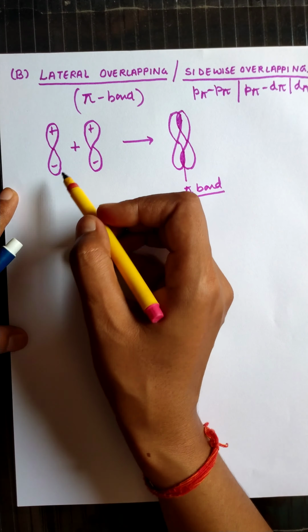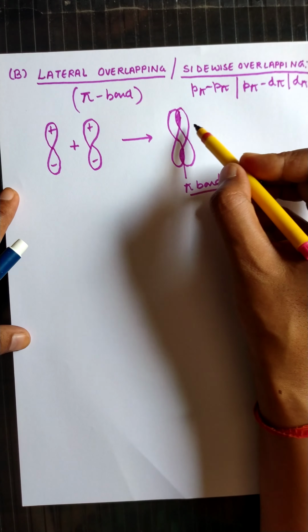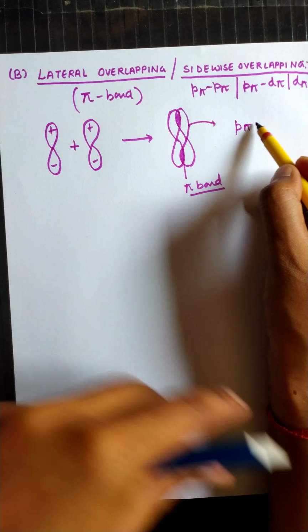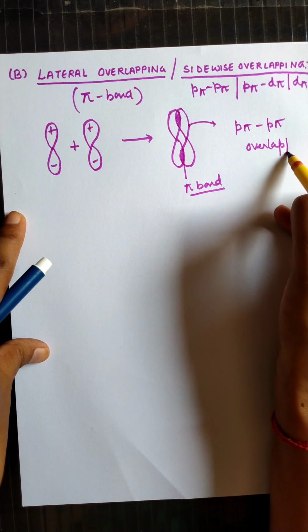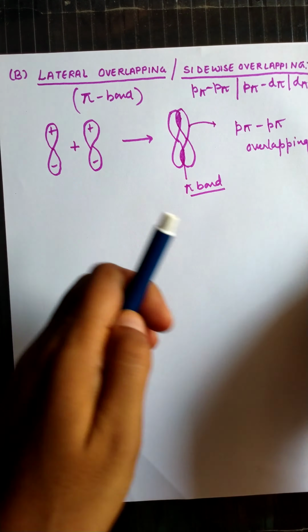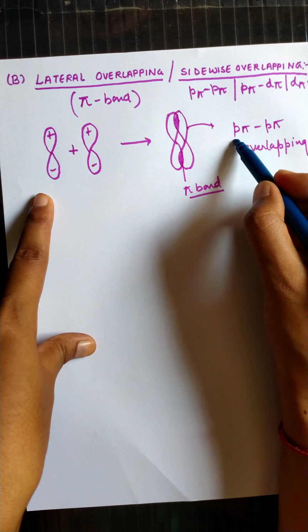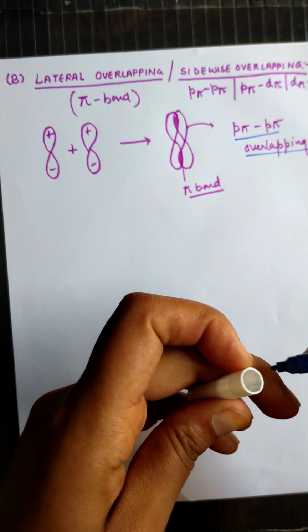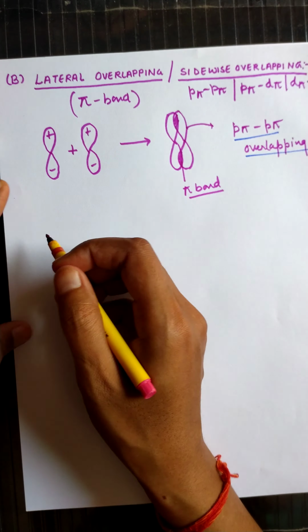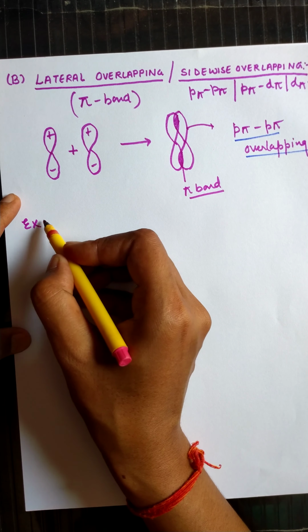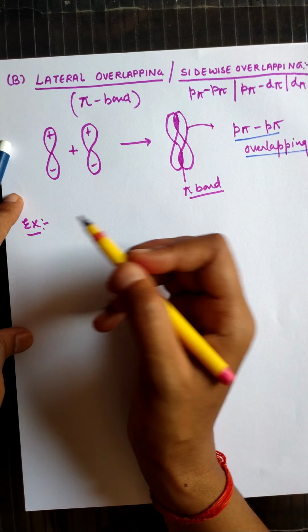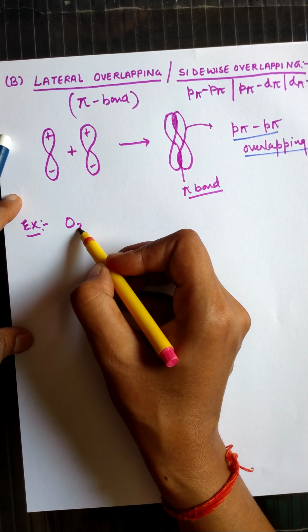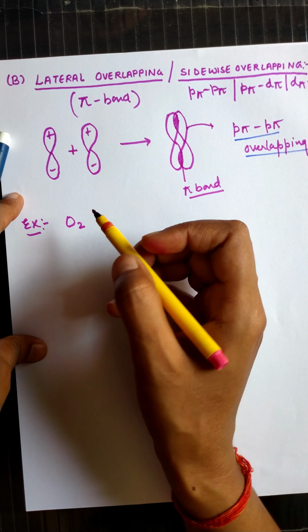Let's take an example of this, the p pi overlapping. Okay, this is the p pi overlapping. Now let's take an example for the p pi overlapping. We can take the example of nitrogen, or we can take the example of oxygen. Let's take the example of oxygen. You can take nitrogen also.